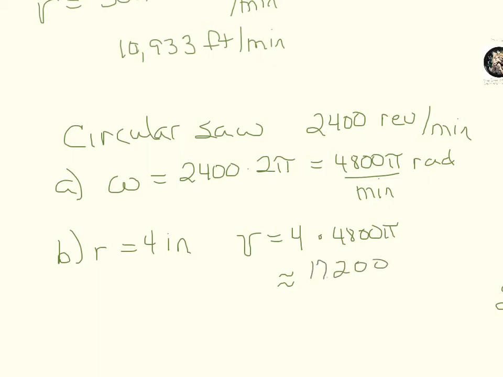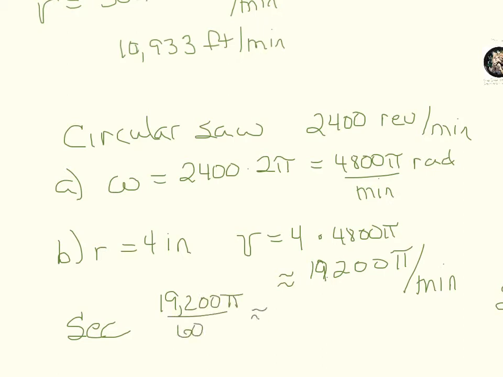Did I do that right? Okay, this is revolutions per minute. What if I wanted to get revolutions per second? How would I change that? If we divide by 60, let's see what we get. If we change to per second, we can divide by 60. And we get about 320 pi inches per second, or you could even get a decimal approximation.